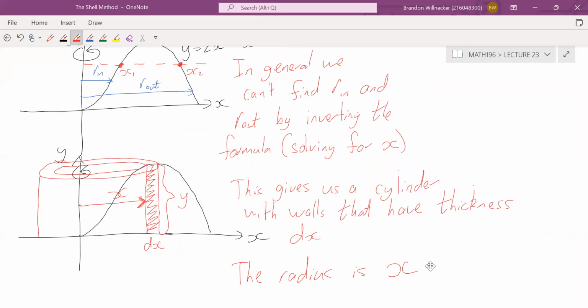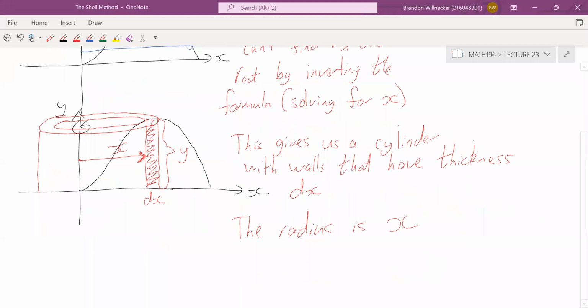Okay, so we've got the thickness of the cylinder, the radius of the cylinder, and the height. That's everything we need to find the volume. So what's the volume of the cylinder? I'm going to leave this as a little homework exercise, finding the volume. Actually, I'll just give it to you now.